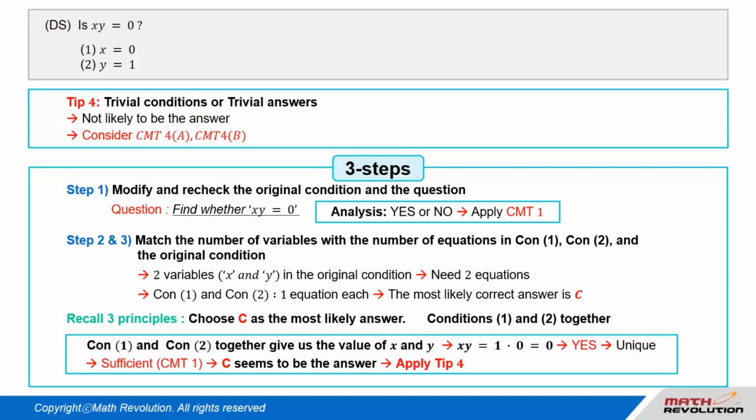Conditions 1 and 2 give us the value of x and y directly, and the answer will be yes, as 1 times 0 is 0, and we get yes as an answer. Both conditions combined are sufficient by CMT1, which means that the answer should be in terms of a unique yes or no. Thus, C seems to be the answer.